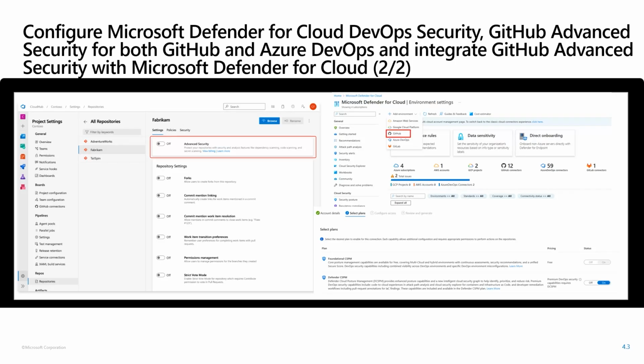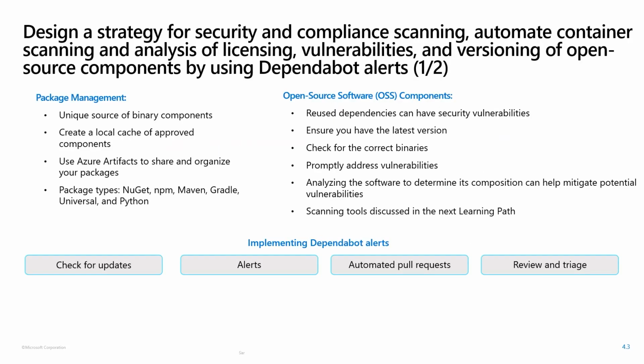Also know how GitHub Advanced Security can help you improve your code quality and security posture, both on GitHub and Azure DevOps. Remember that Azure Artifacts and GitHub Packages can help you manage your software components efficiently and securely, and that Software Composition Analysis, or SCA, is essential to monitor the licenses, vulnerabilities, and updates of the open source software components you use. GitHub's Dependabot is your friend here. You should understand that this is one tool to support your SCA by scanning your repos and creating alerts and automated pull requests for you to review.